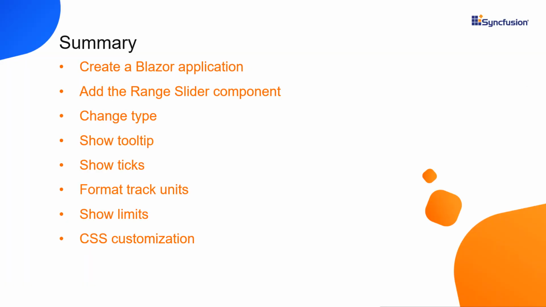In this video, I have shown you how to create a Blazor WebAssembly application, add a range slider component to it, and configure a few of its basic features. You can download this working example from the GitHub link in the description below.